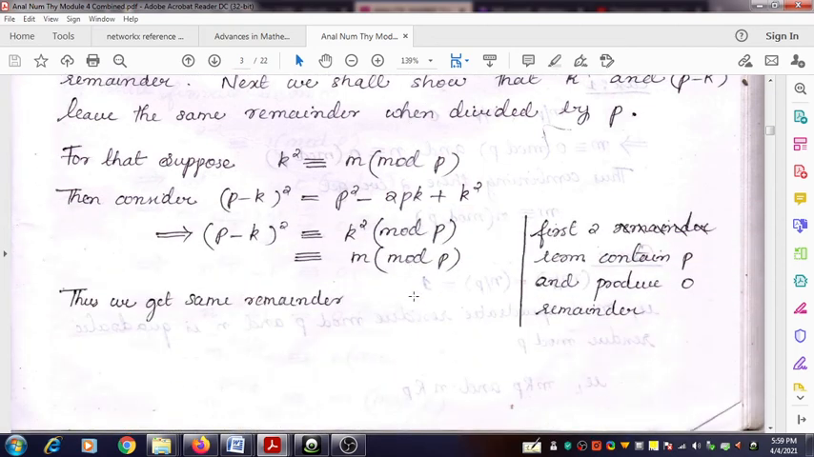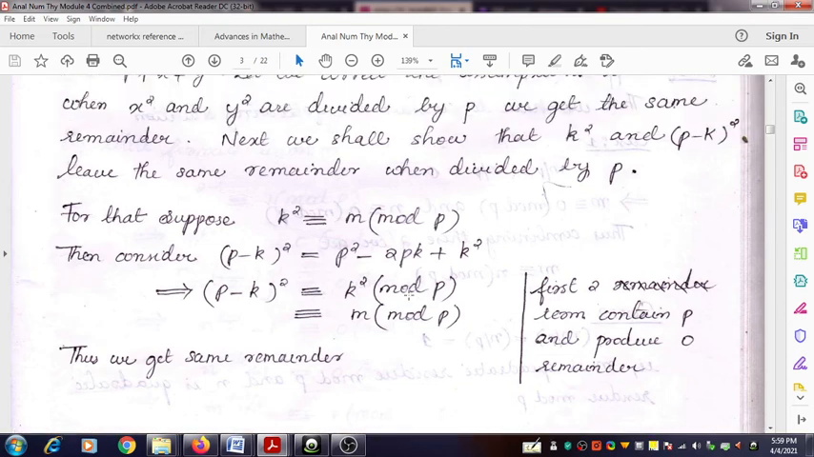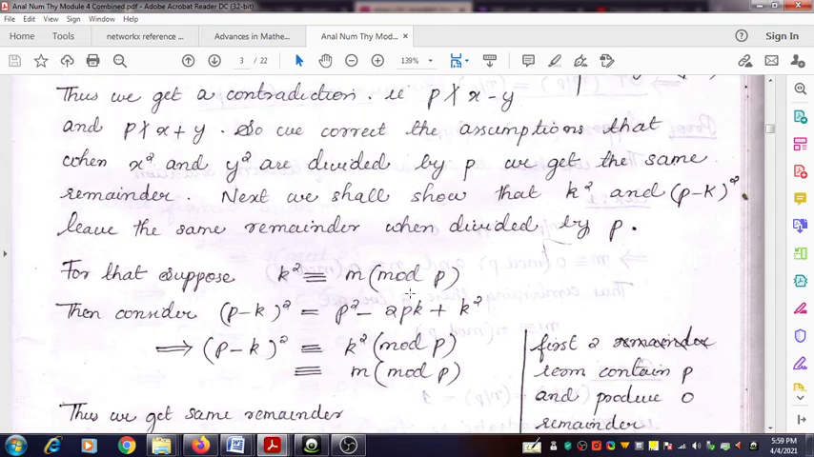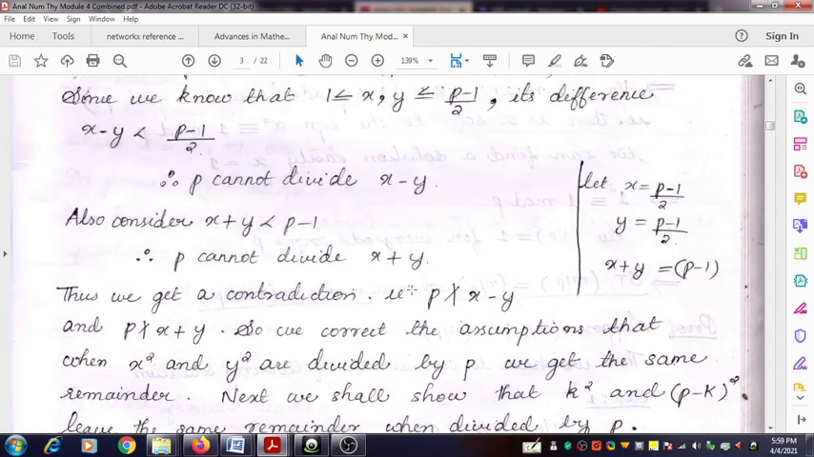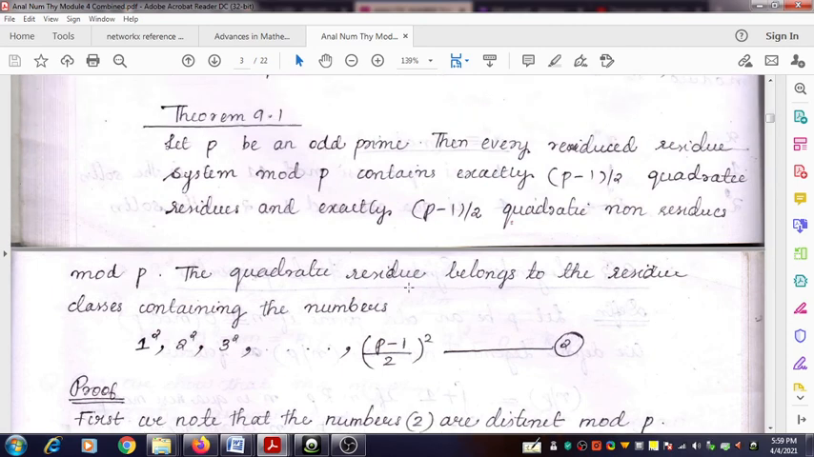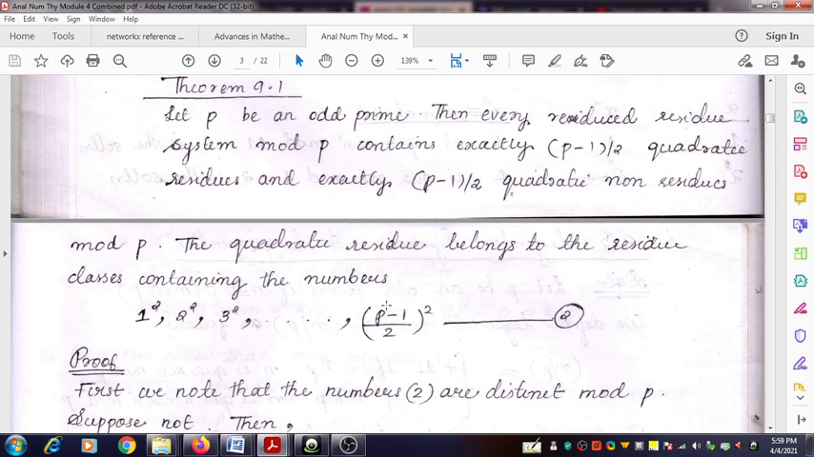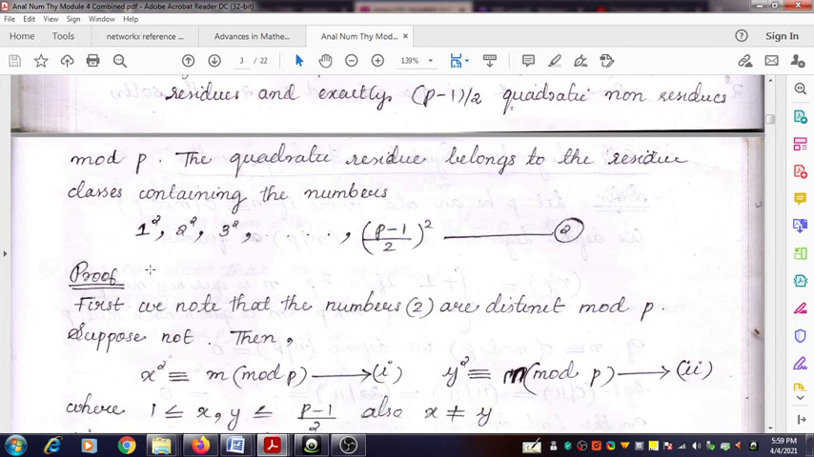But before closing the video, we want to make some discussion on the effect of this result, that is, what is the main outcome of the result. The first part of the theorem says that when we divide these numbers, up to p minus 1 by 2 the whole square, by the number p, you are going to get different remainders. And when you extend this list, you can see the other numbers up to p minus 1 square.